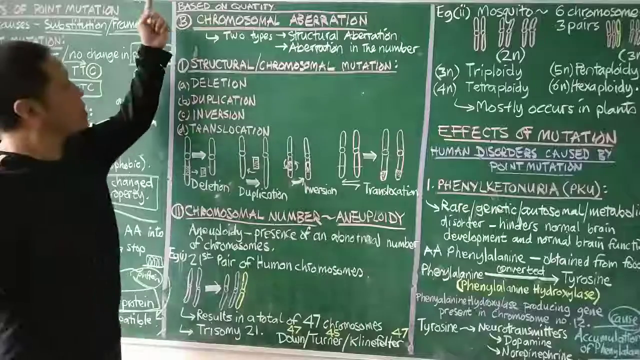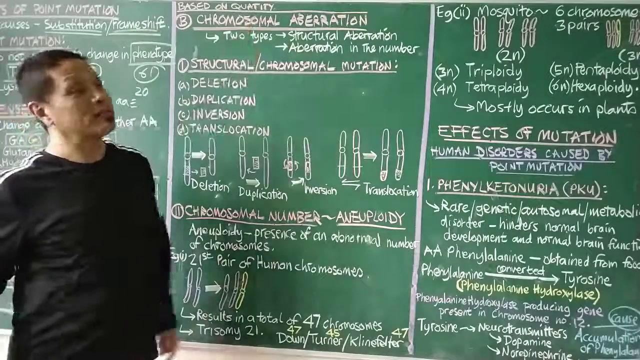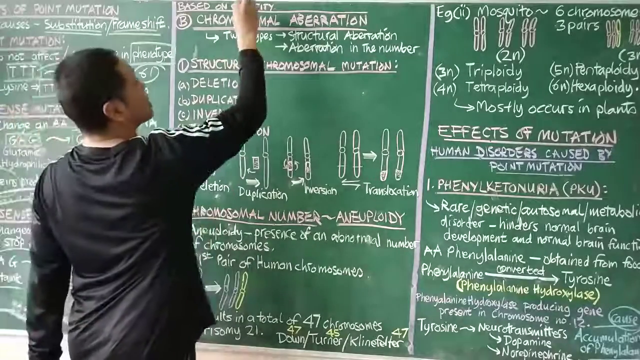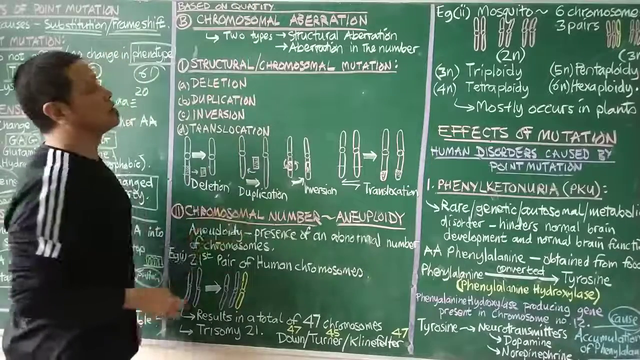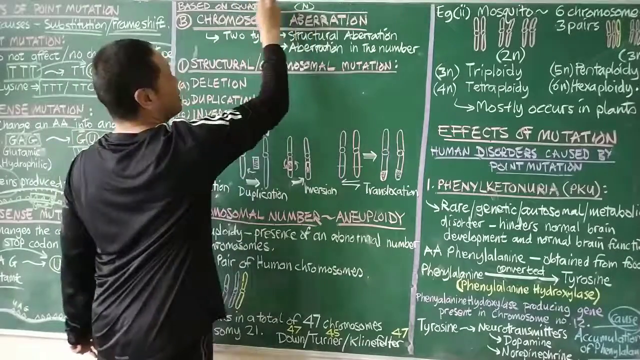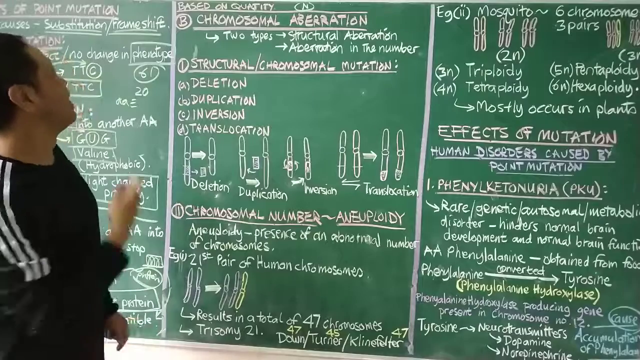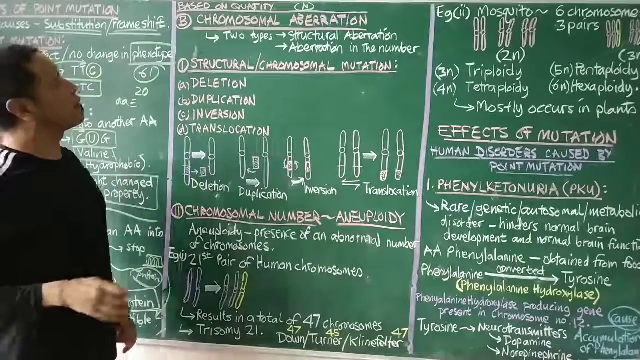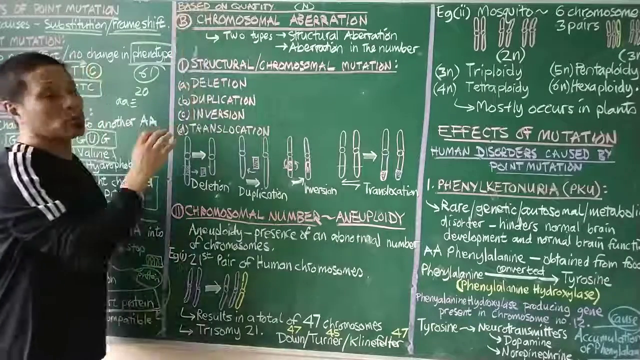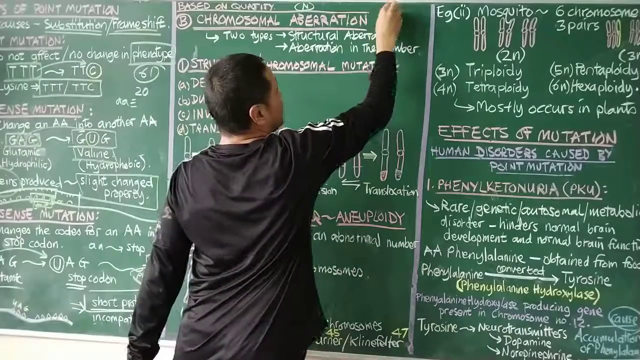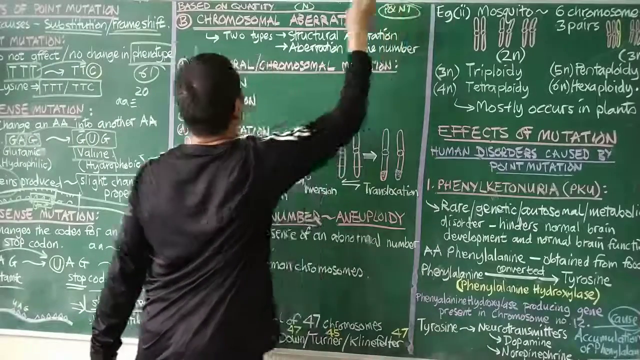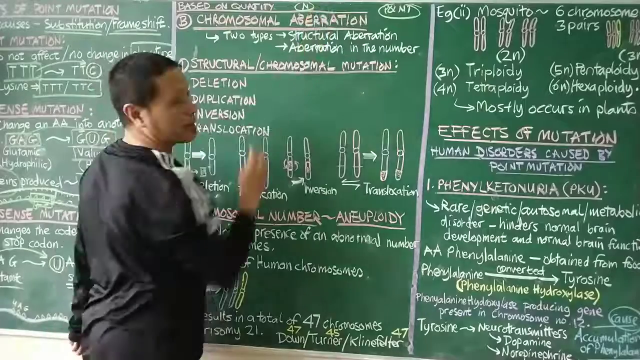This is mutation based on quantity. Now there's a small sign mistake here. The N is silent, let's say. So this is the second part of it. The first one was point mutation or gene mutation, that we completed, okay? And then we move on to chromosomal aberration.